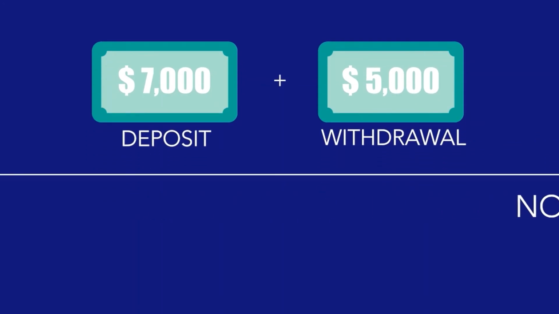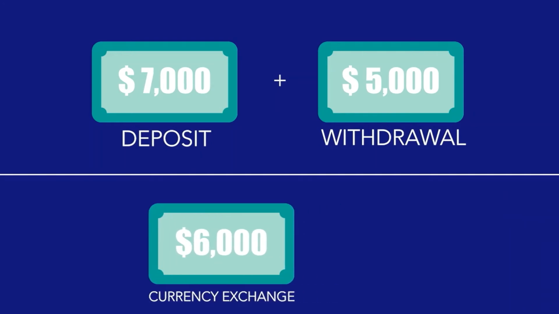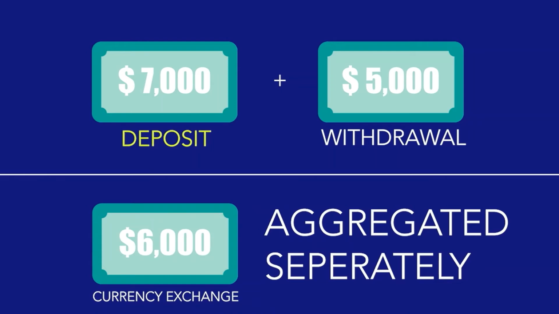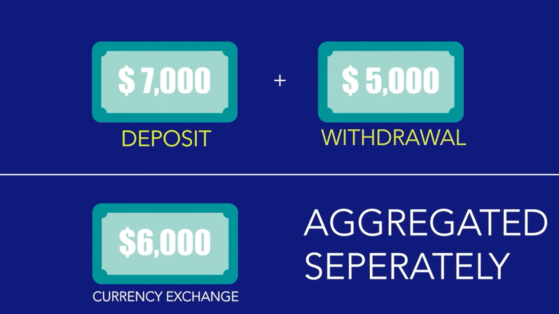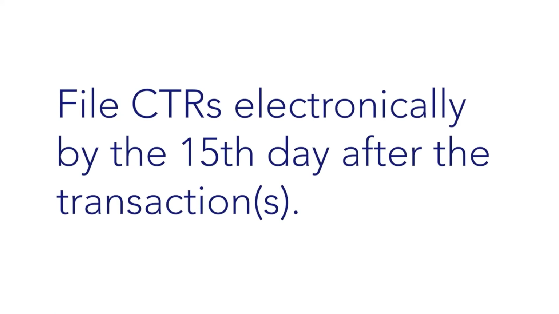But if that individual also makes a $6,000 currency exchange, that amount is aggregated separately with deposits and withdrawals, and a CTR will need to be filed for both cash in and cash out. CTRs must be filed electronically and submitted by the 15th day after the day of the transaction or transactions.